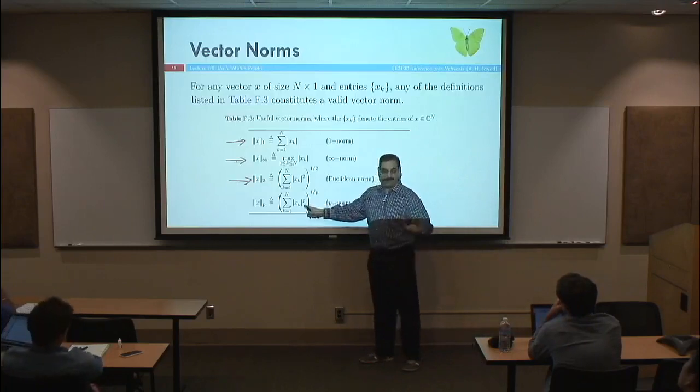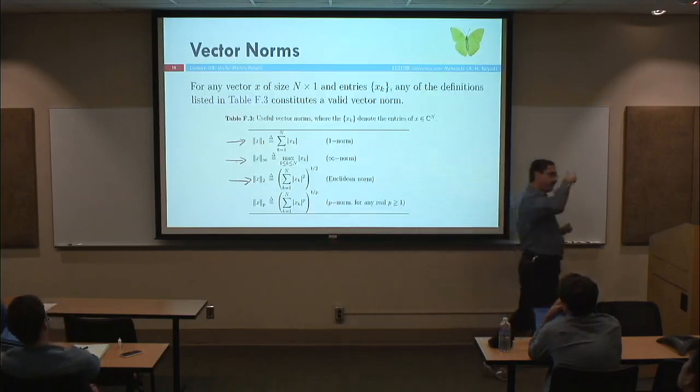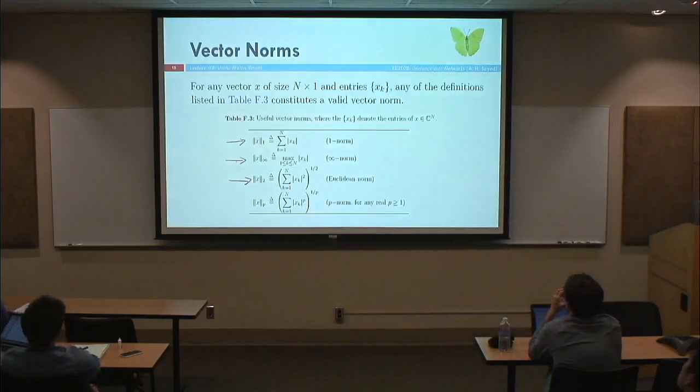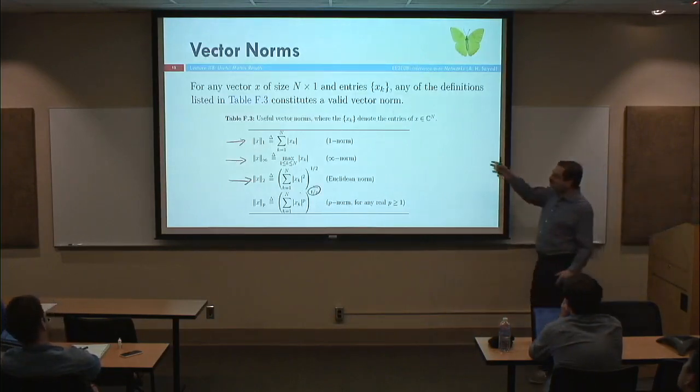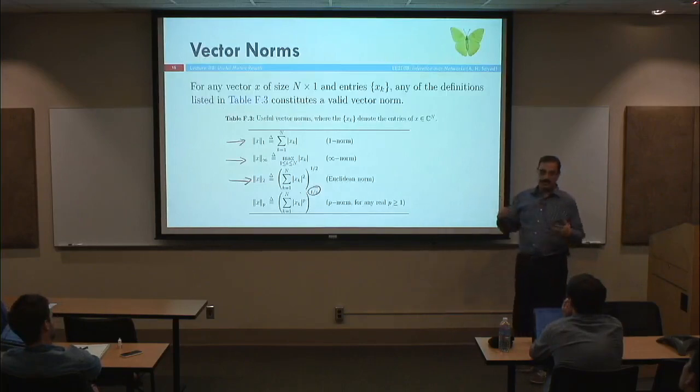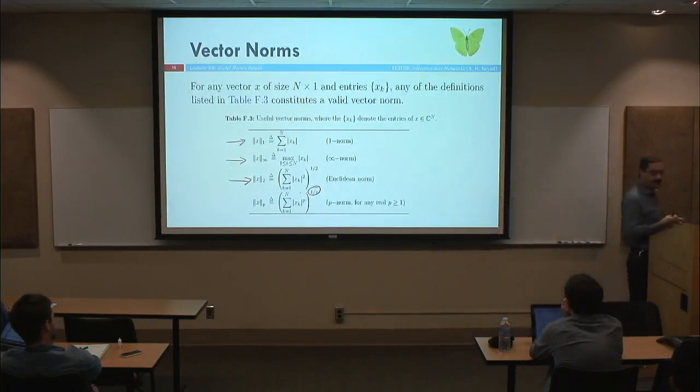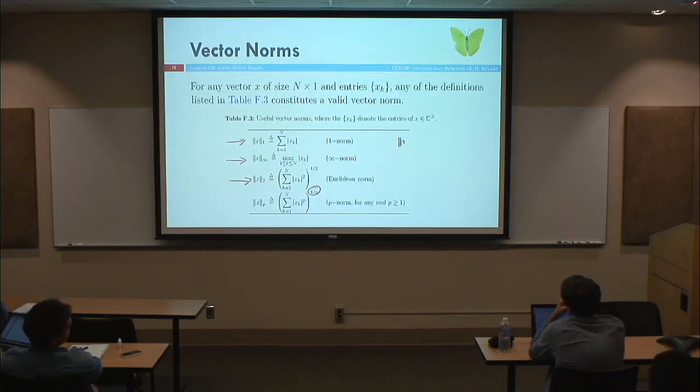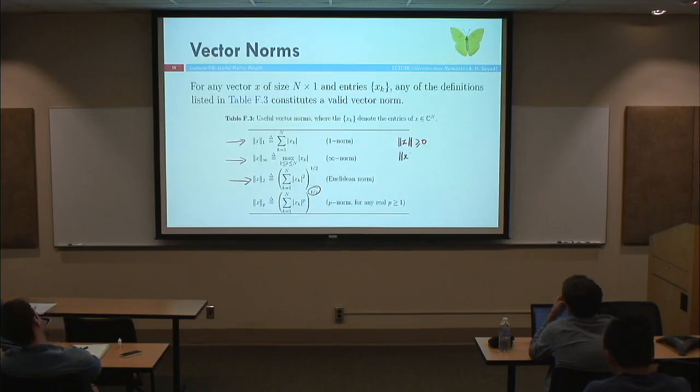The pth power of xk, the magnitude of xk, and then you take the pth root. Of course, you should show that these are norms. For something to be a norm, it has to satisfy certain properties. For example, the norm of any vector has to be non-negative always. The norm is 0 if and only if the vector is the 0 vector, or a matrix.